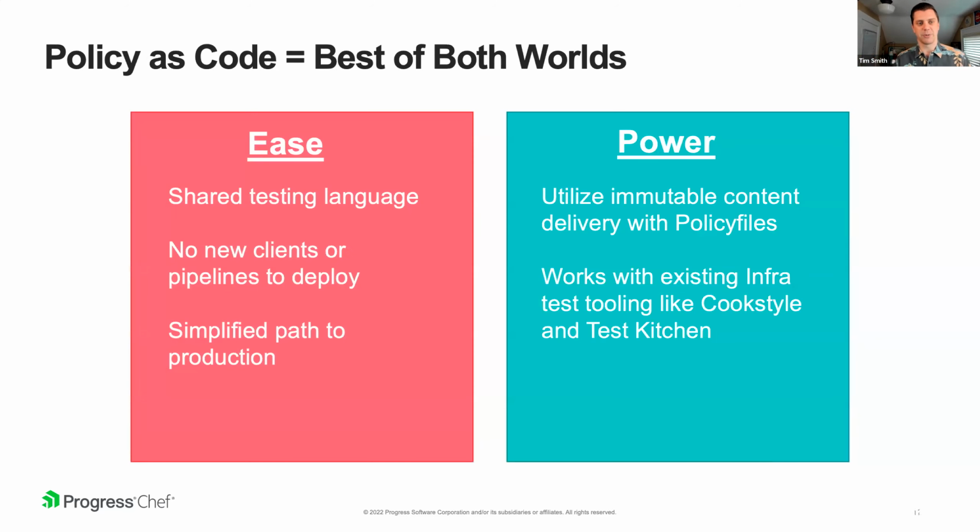So we get the best of both worlds here with the policy as code. We get that shared testing language. We already have InSpec. If you're an Infra user, you're already using that, hopefully, to test cookbooks. You're using those 500, 600 resources to go through and do things like, hey, is the service running afterwards? Is this HTTP port open? Does it return this data? Can I parse this JSON that my API gives me?